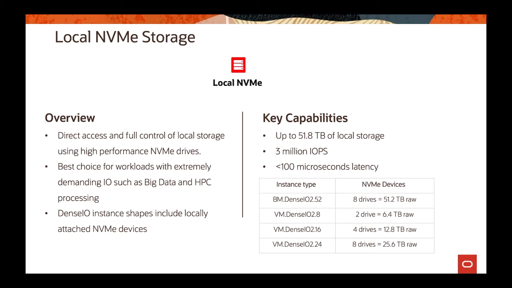As you can see, you can go up to 51.8 terabytes of local storage. One of the bare metal shapes can give you up to 51 terabytes of storage and around 3 million IOPS. If you combine all the NVMe devices together on one of those bare metal shapes and run a benchmark, you can get up to 3 million IOPS. Again, all the shapes with dense I/O in the name have a local NVMe device associated to them.